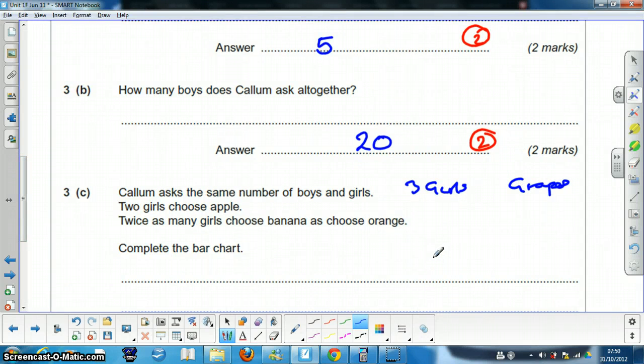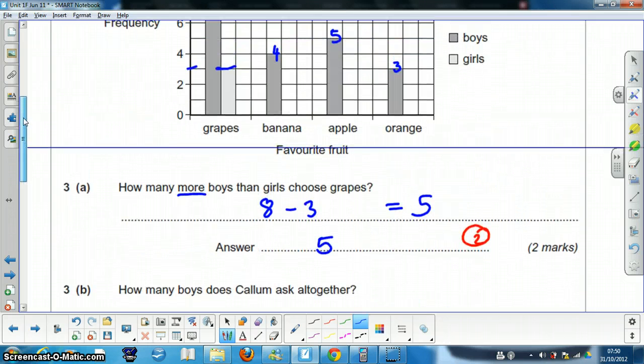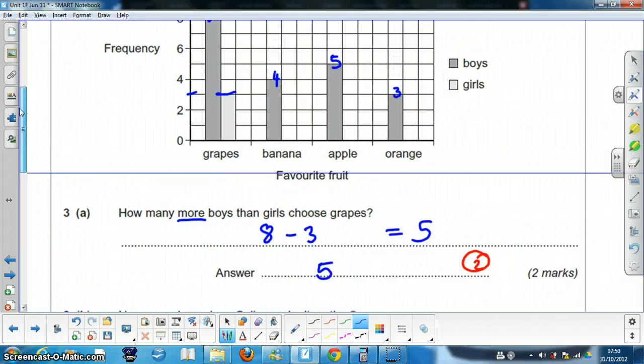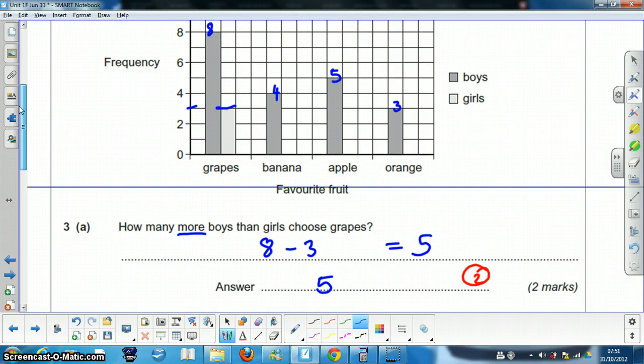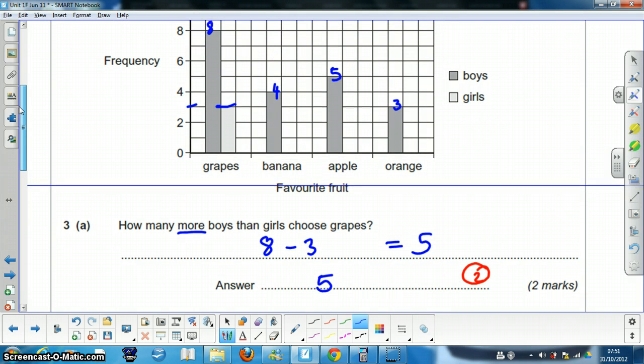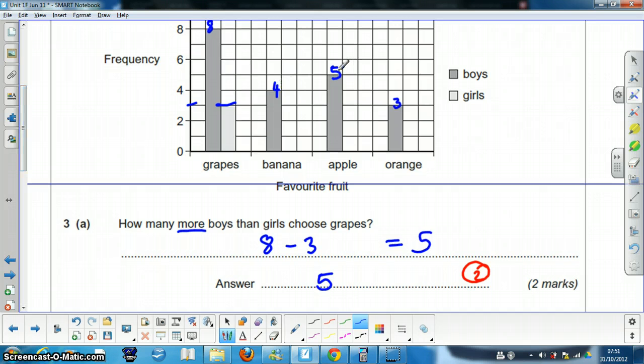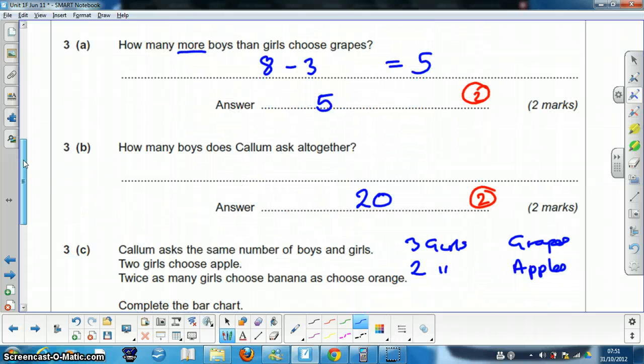We've got another 17. 2 girls chose apples, and twice as many girls chose bananas as chose orange. Let's remind ourselves. 12. I've got that wrong, haven't I? 8 plus 4 is 12. 17, yeah, it is 20. My brain's going.